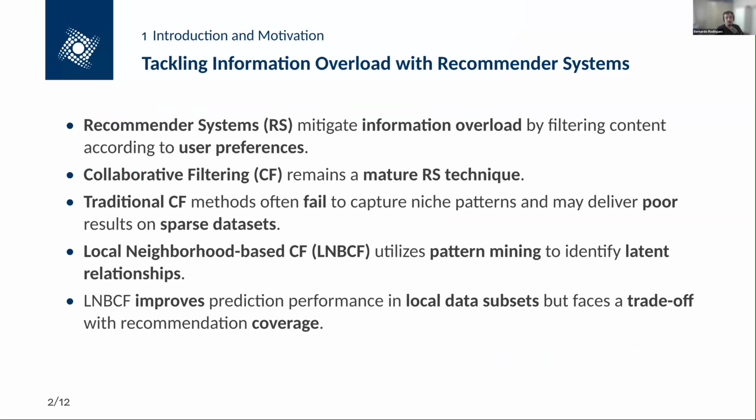Well, we all are familiar with the information overload phenomenon. That is the feeling that you have when you have so many options that making a simple decision becomes difficult. Recommender systems are the primary tool we use to filter content according to user preference. A popular approach is to use collaborative filtering. We look at what like-minded users liked in the past to predict what you might like now.